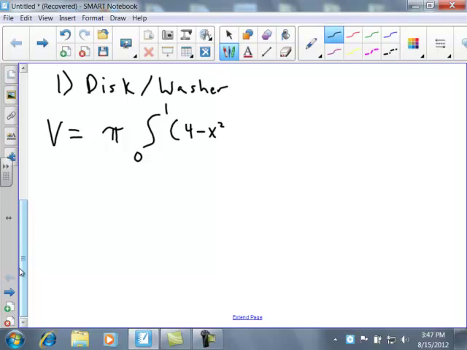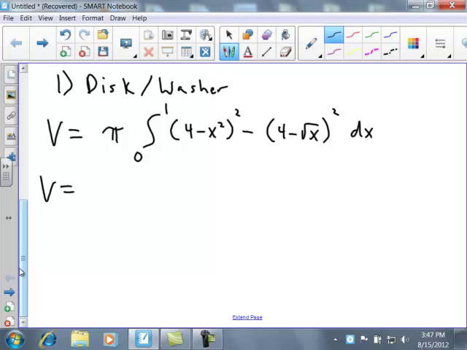minus x squared, that's squared, minus my inner radius, which is 4 minus the square root of x, that value squared, all that dx. Now because I'm going to do this from the other standpoint in just a few minutes with the shell method, I'm going to go ahead and work this out.